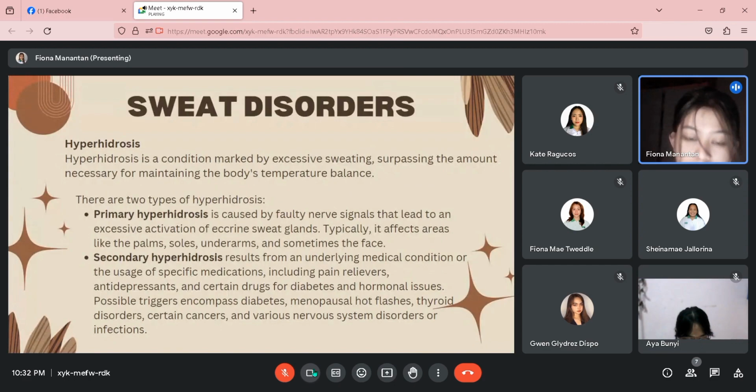Secondary hyperhidrosis results from an underlying medical condition or the usage of specific medications, including pain relievers, antidepressants, and certain drugs for diabetes and hormonal issues. Now, this type may induce widespread sweating across the entire body. Possible triggers encompass diabetes, menopausal hot flushes, thyroid disorders, certain cancers, and various nervous system disorders or infections.